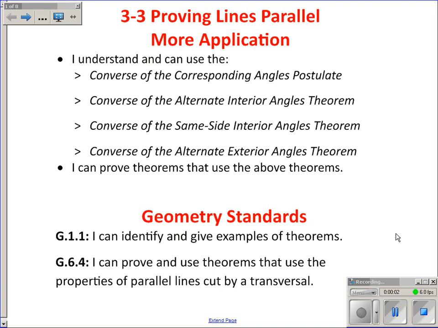In this video, we will be looking at some more application and some more examples of the ideas that we discussed in section 3-3. Now, I'd recommend that you first watch the 3-3 video and then you watch this one where I go through some more examples of the ideas that are in section 3-3.